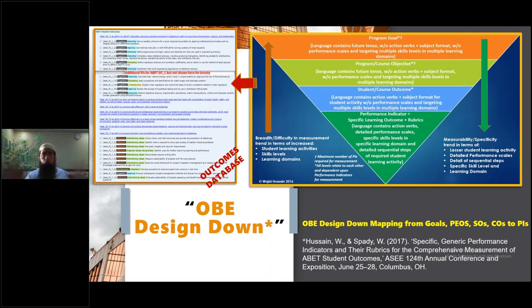Goals are future tense. Unfortunately, many presenters say that outcomes have to be future. Outcomes should never be future tense. Outcomes should be in the current tense. When you look into program goals, there are no action words, there's no subject format, there are no performance scales. When you go down this inverted pyramid, you enter measurability and become more specific. You have a focused learning domain, a focused learning level, and more detail on what that performance should be. So that's why the key thing over here is that performance criteria are under the course outcomes.